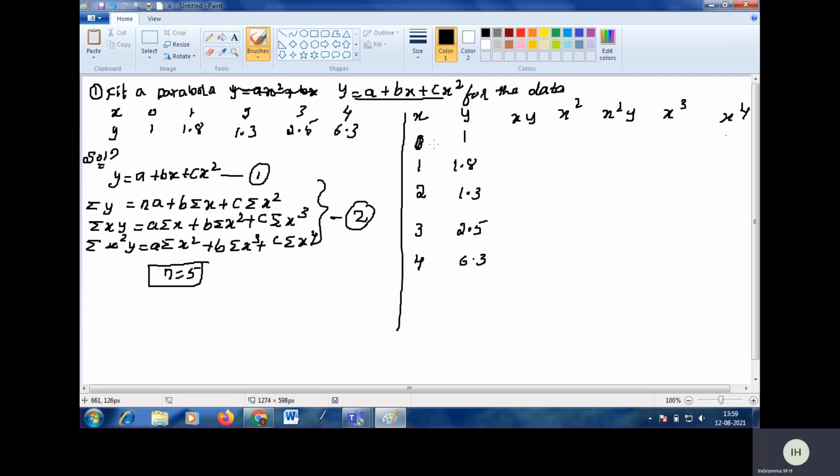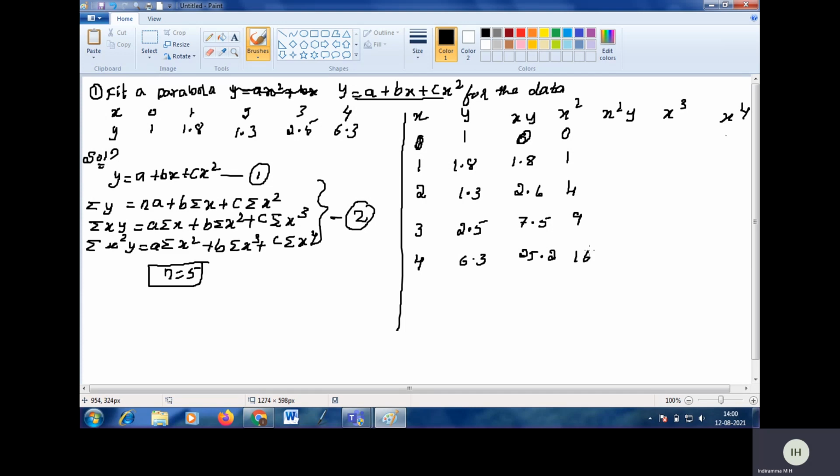Next multiply x into y. So 0 into 1 is 0, 1 into 1.8 is 1.8, 2 into 1.3 is 2.6, 3 into 2.5 is 7.5, 4 into 6.3 is 25.2. Okay. Next find x square, the square of the first column. 0 square is 0, 1, 4, 3 3s are 9, 4 4s are 16.